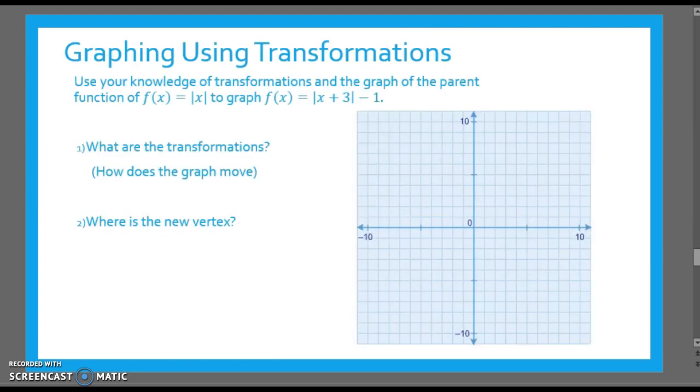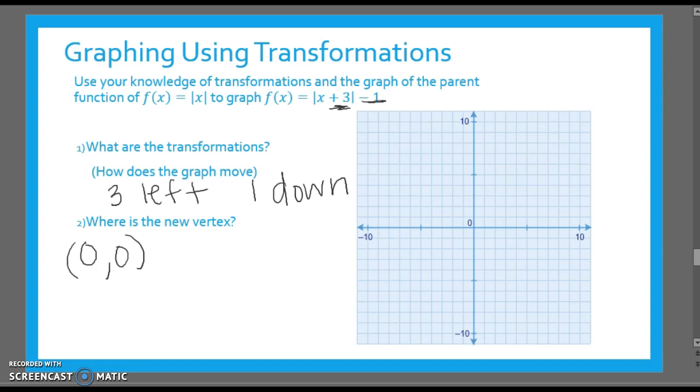So graphing using transformations, use your knowledge of transformations in the graph of the parent function to graph this guy. So first of all, what are the transformations? So +3 is 3 to the left, and then -1 is 1 down. Where's the new vertex? Well, if the old vertex was at 0, 0, and I went 3 left and 1 down, my new vertex is at -3, -1.